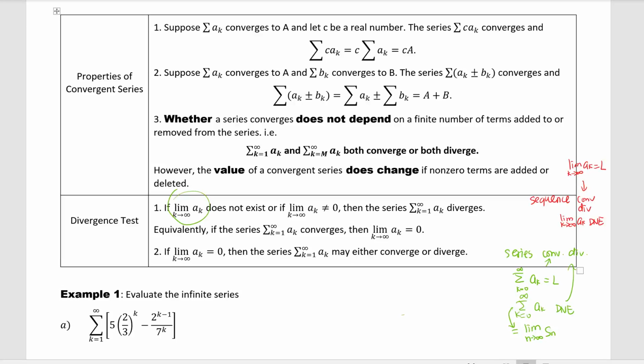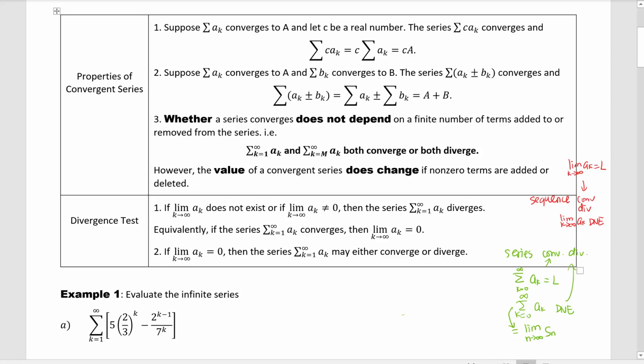From now on, when we ask you to determine whether the series converges or diverges, the first step is to compute the limit of the sequence. If the limit of the sequence is not 0, then we know the series diverges. That is by the divergence test. If the limit of the sequence is 0, then the divergence test is inconclusive. We need to use other tests to figure that out.